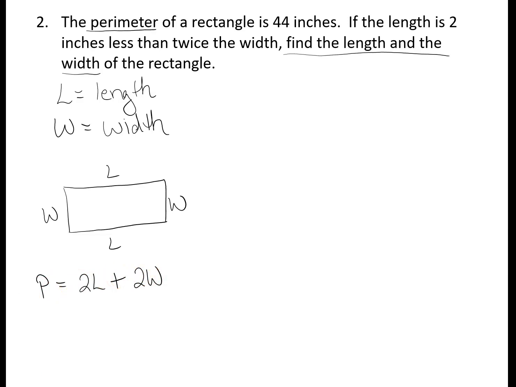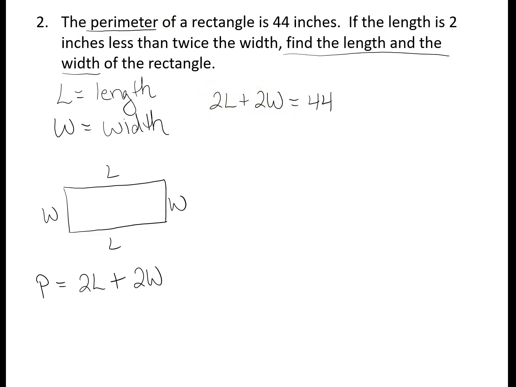Now, for our equation, for our system, it says the perimeter is 44. So we can take this equation, 2L plus 2W, actually I'm going to scoot that over a little bit. 2L plus 2W is going to equal 44. So if it says the perimeter of a rectangle, then that's what you're going to use, 2L plus 2W.